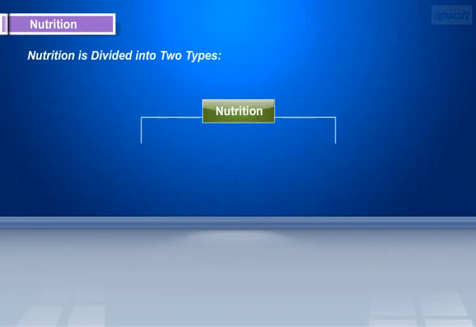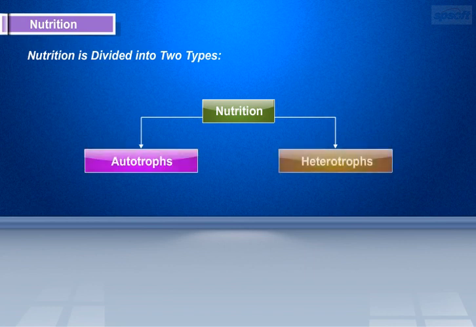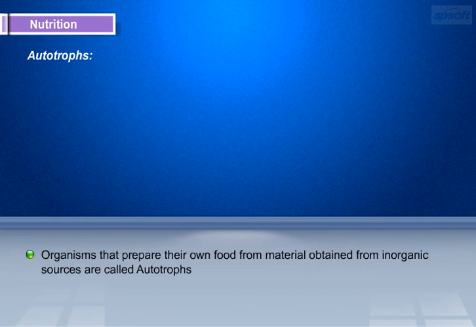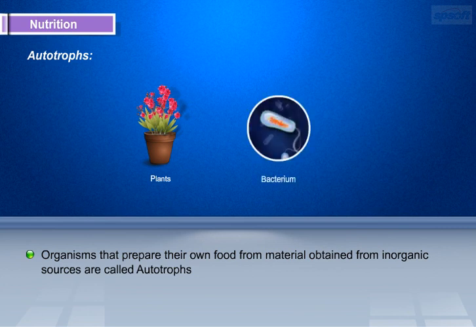Let us start with the functionality of nutrition. Nutrition is divided into two types. They are autotrophs and heterotrophs. What are autotrophs? Organisms that prepare their own food from material obtained from inorganic sources are called autotrophs. Examples of autotrophs are plants, few kinds of bacteria, etc.